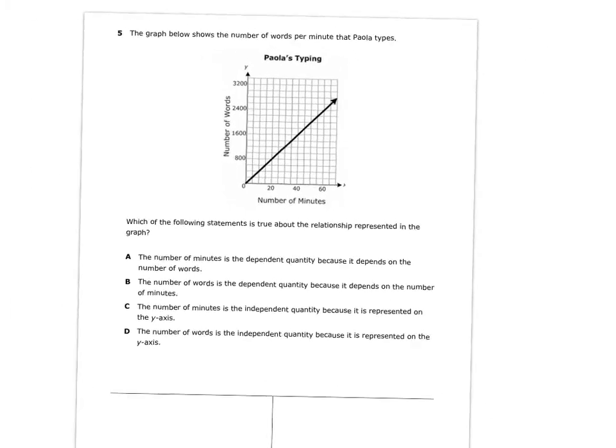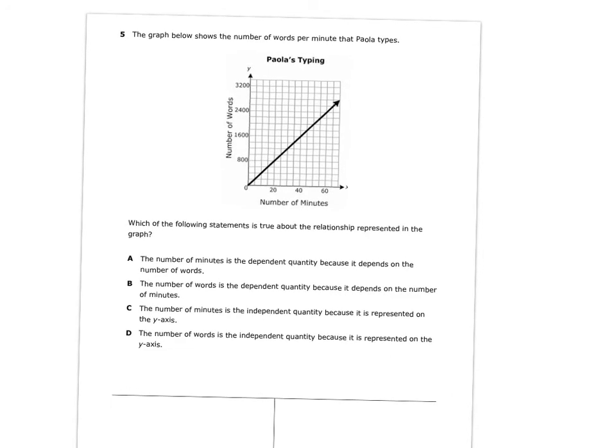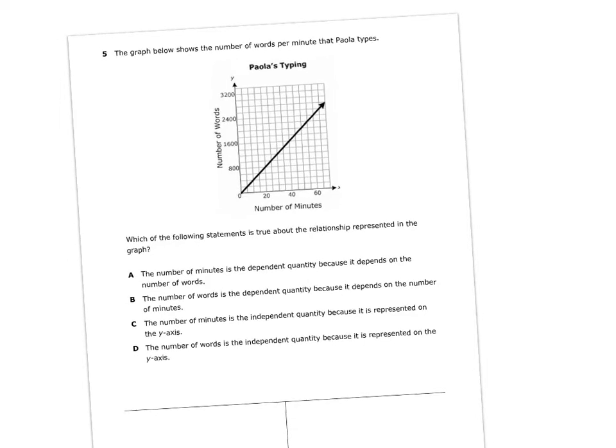Number 5. The graph below shows the number of words per minute that Paula types. Which of the following statements is true about the relationship represented in the graph? A, the number of minutes is the dependent quantity because it depends on the number of words. B, the number of words is the dependent quantity because it depends on the number of minutes. C, the number of minutes is the independent quantity because it is represented on the y-axis. D, the number of words is the independent quantity because it is represented on the y-axis.